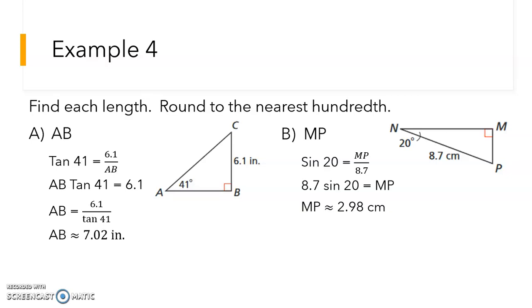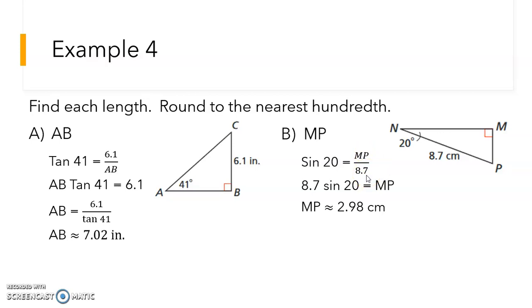I decided to use sine because here's my angle. I wanted the opposite side, and they've given me the hypotenuse side. So that's sine, because those are the measurements that we have and that we want. Opposite and hypotenuse is sine. So I set up my equation to say sine of 20 degrees equals MP over 8.7.